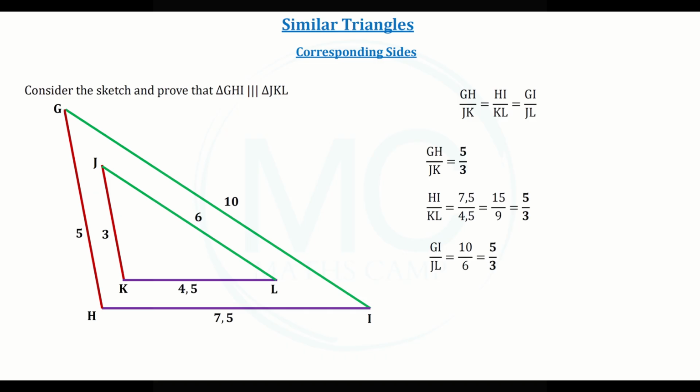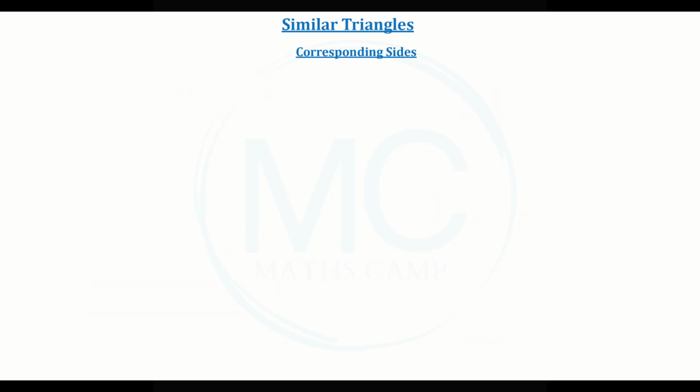Now we've proven that all three fractions are equal, which means that all three sides are in proportion, so the two triangles are similar. So we can say triangle GHI is similar to triangle JKL because all three sides are in proportion. So as our reason, we say S, S, S. Let's do one more example.